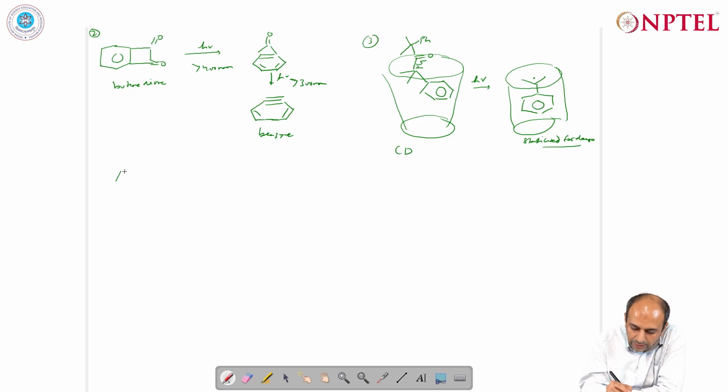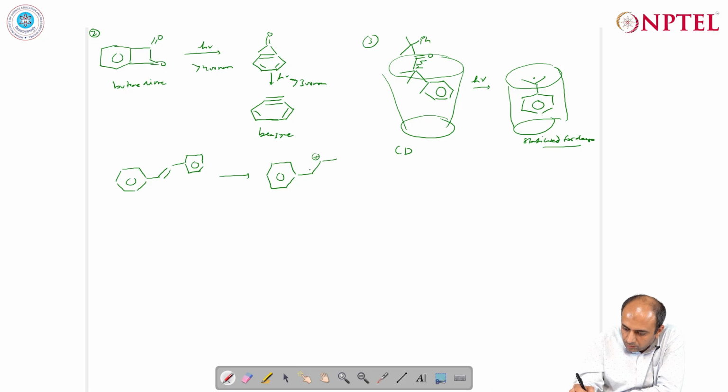similarly we can generate a radical cation. So we can have radical cation which is generated, okay, and then this radical cation you can stabilize for months. So the double bond, you have the 2 electrons, so you remove 1 electron, so you just have the odd electron and this is the radical cation.